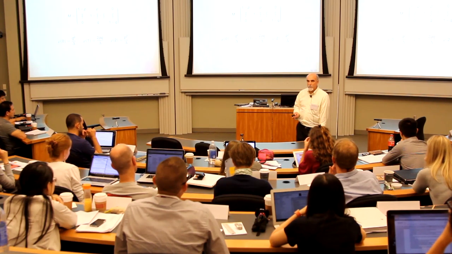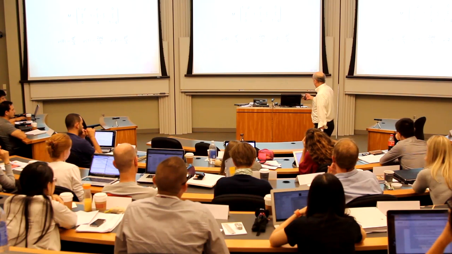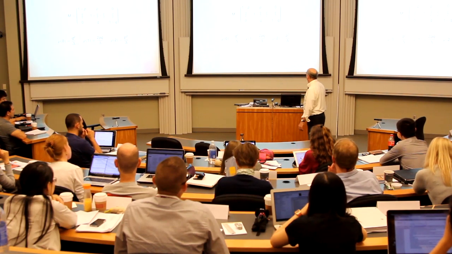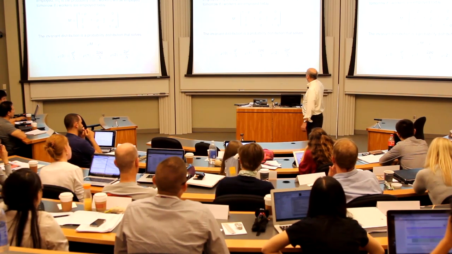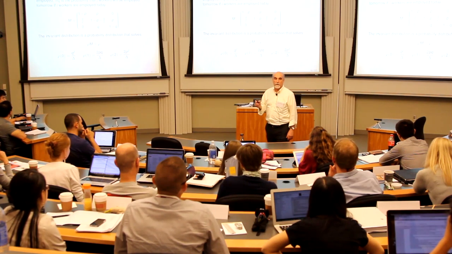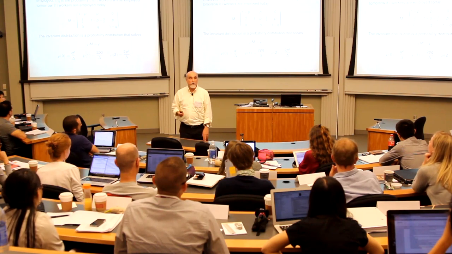I gain a job with probability p. I lose a job with probability q. So this is what happens if there's no connection. When we connect them, we get a different invariant distribution, and it stochastically dominates the invariant distribution in the no-link case.